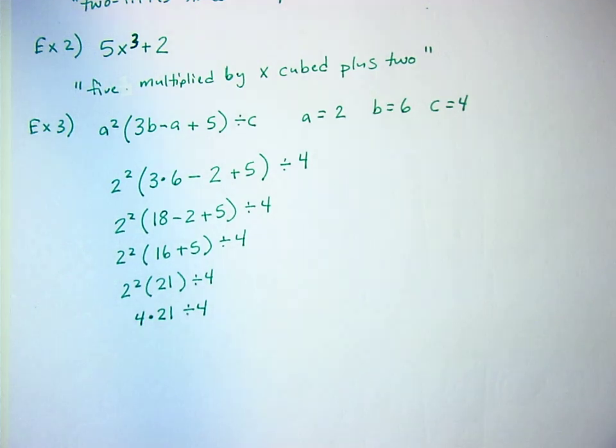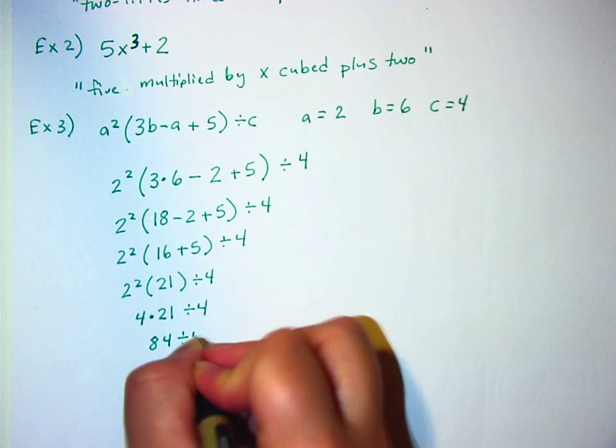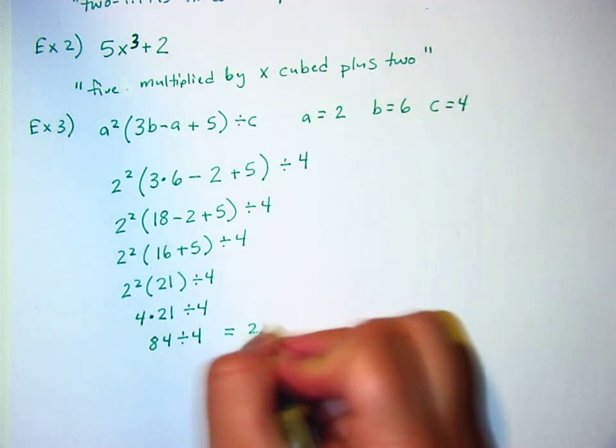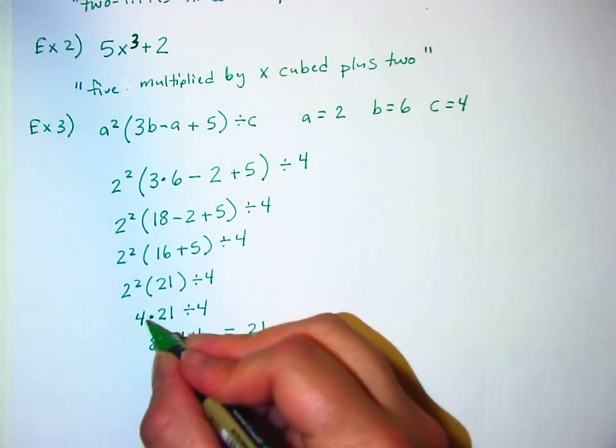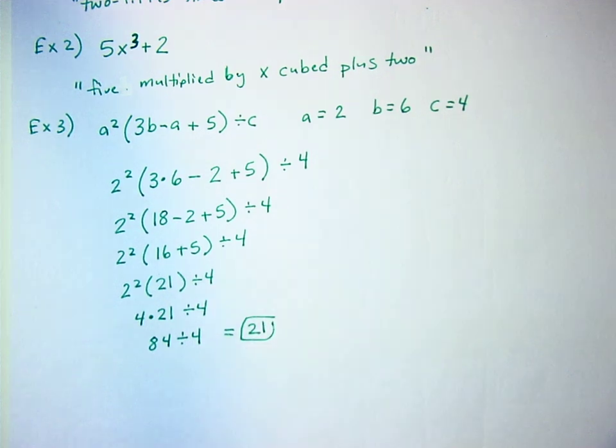All right, now I'm going to multiply and divide left to right. So let's see, 4 times 21 is 84. And then 84 divided by 4 is right back to 21, which makes sense because if you multiply by 4 and then divide by 4, they undo each other. So you get 21. Not so bad.